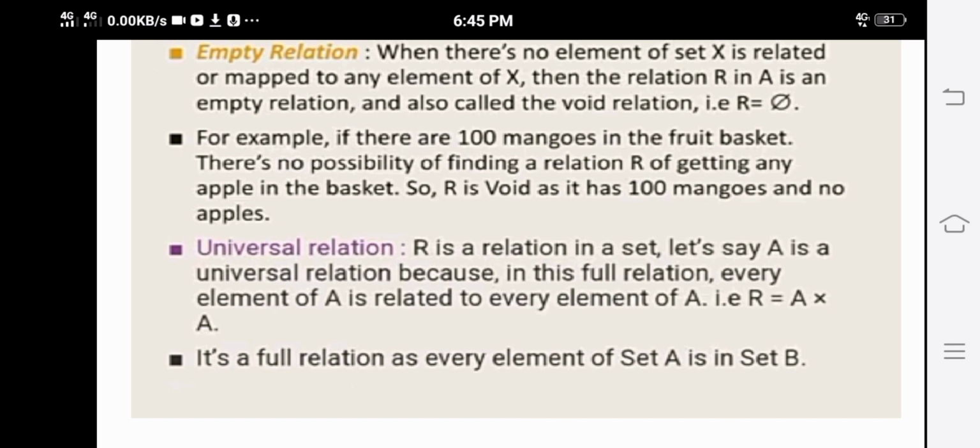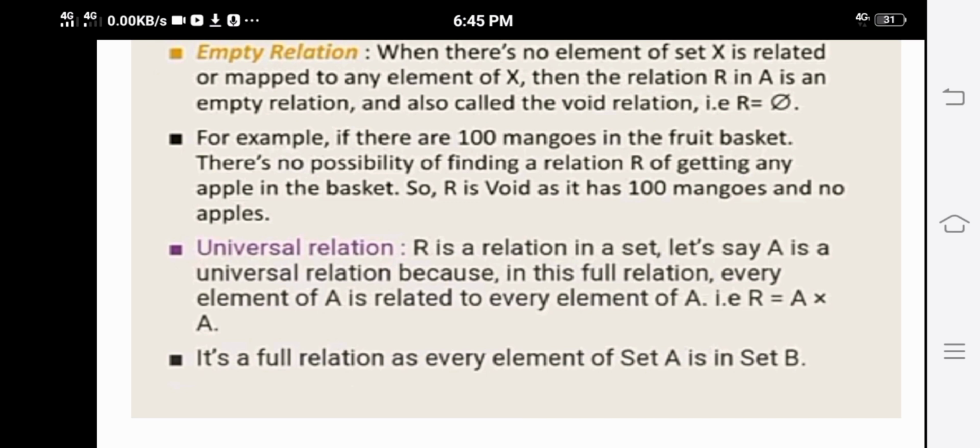As you can see in the representation, we have R equals the symbol for the null set or empty set. For example, if there are 100 mangoes in the fruit basket, there is no possibility of finding a relation R of getting any apple in the basket. So, R is void as it has 100 mangoes and no apples.